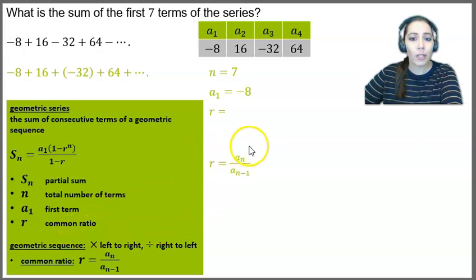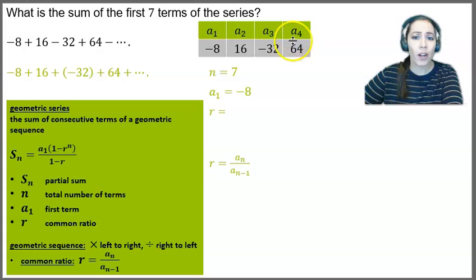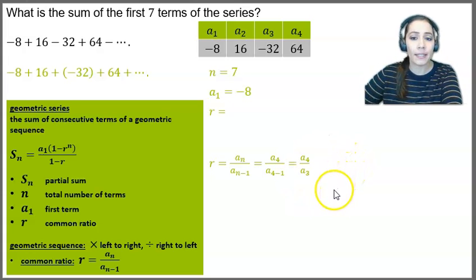To find the common ratio, we have to use the formula a sub n divided by a sub n minus 1. So when I'm doing common ratio, I always like to start at the end. So I'm going to make my n 4, so that would be a sub 4 over a sub 4 minus 1, which reduces to a sub 4 over a sub 3. The common ratio, all it's telling you is take one term divided by its previous term. So if I take a sub 4, which is 64, and divide it by a sub 3, which is -32, I end up getting -2.